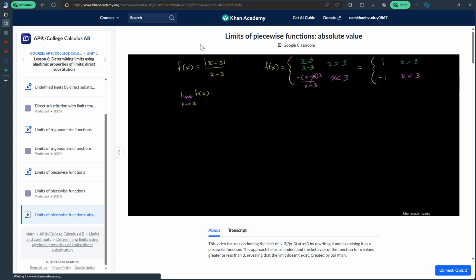So let's visualize this function now. Let me draw some axes. That's my x-axis, and then this is my f of x axis.